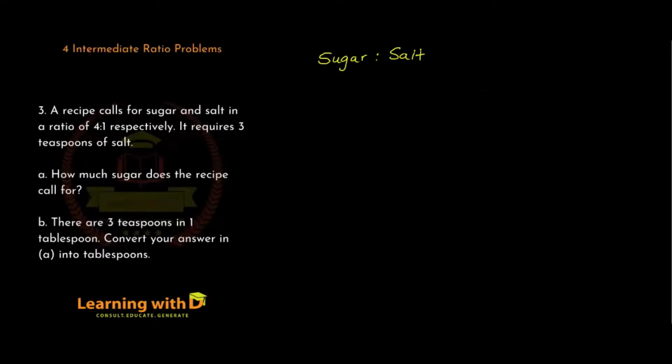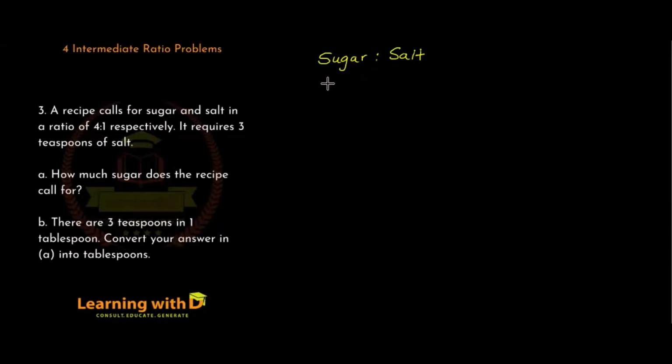It says a recipe calls for sugar and salt in a ratio of 4 to 1 respectively. It requires 3 teaspoons of salt. How much sugar does the recipe call for? There are 3 teaspoons in 1 tablespoon. Convert your answer in part A into tablespoons. So again, you want to pause this and give it a try.